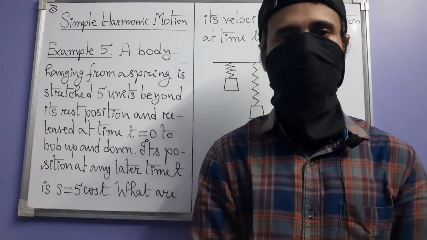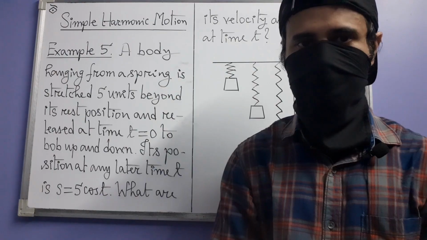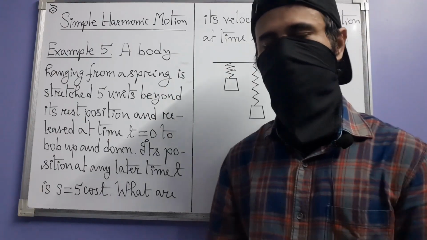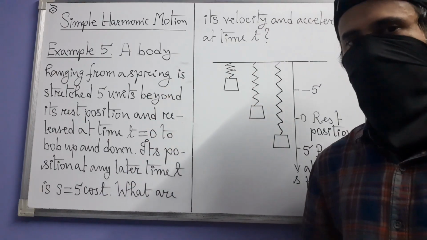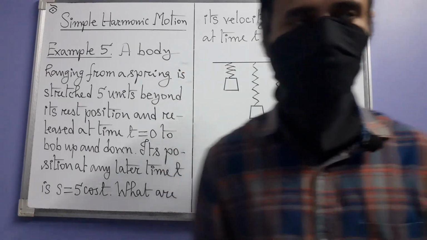Now that we know how to differentiate sine and cosine, we can study simple harmonic motion. And let's start our discussion next with example 5. In fact, let me first read what example 5 exactly says.